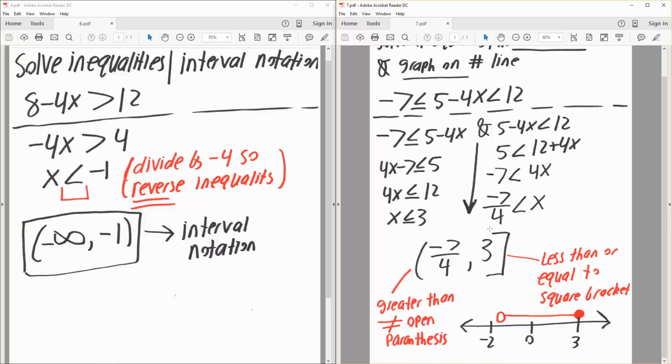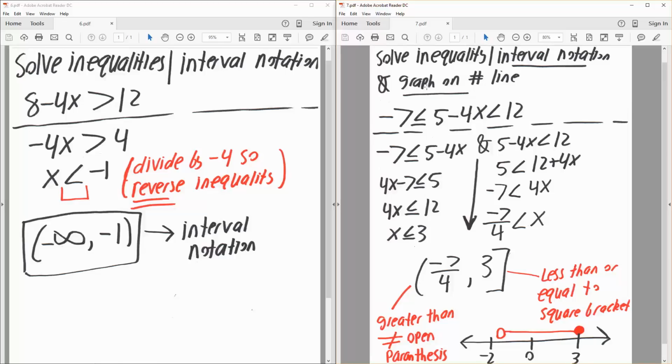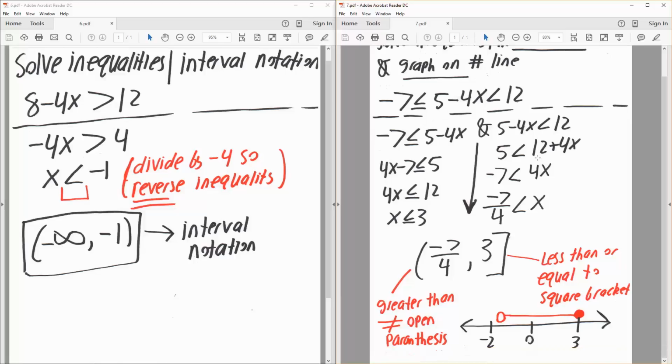And just a note, square brackets mean less than or equal to. That's why we use square brackets. If it's just greater than but not equal to, we use regular parentheses. And in this problem, we also wanted to graph it on a number line. And so negative 7/4 would be represented by a regular non-filled circle, and 3 would be represented by a solid filled circle. And so this is it, and that's all we need to do for this problem.